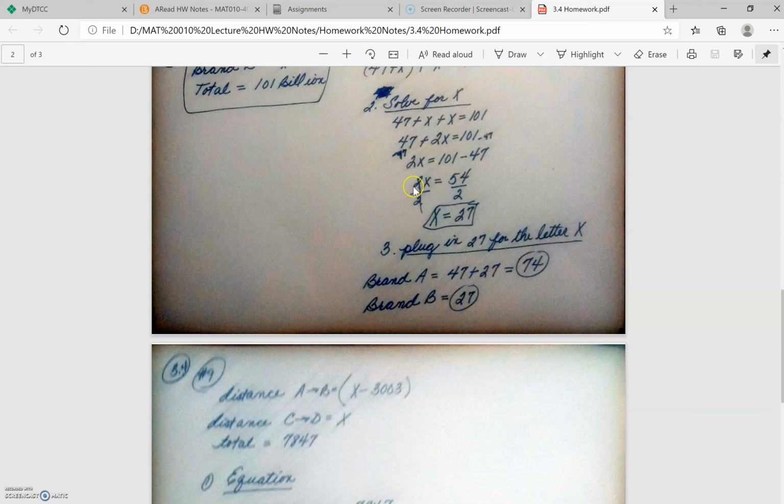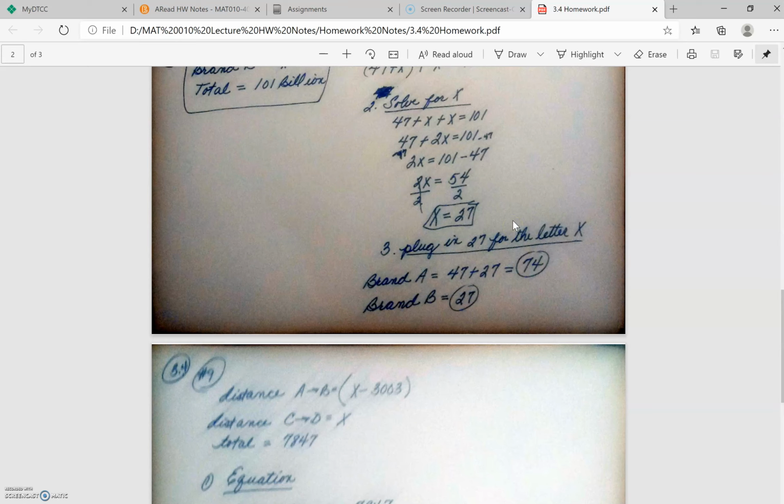So now we are going to get rid of the 2 on the x. Since it's attached to it by multiplication, we can divide out. Remember, 2 over 2 equals 1. And what we do to one side, we must do to the other. So we have our value of x equals 27.